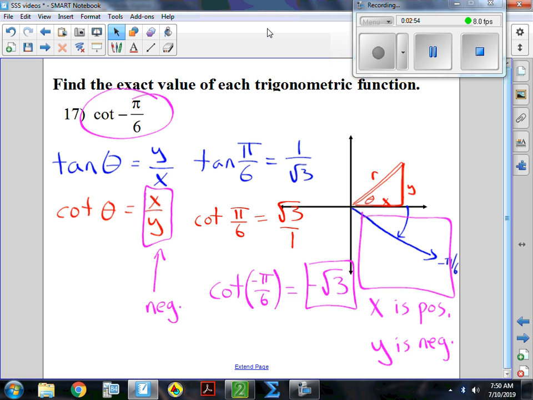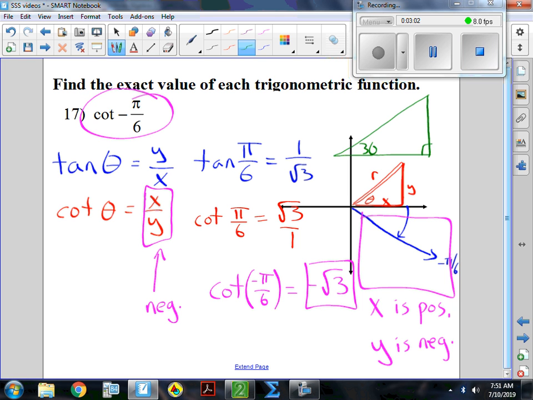Last thing I want to show you, just again, if you need to see it, the 30, 60, 90 triangle. We need to know that the 1 is across from a 30-degree angle, the square root of 3 is across from the 60-degree angle, the 2 is across from the right angle. So tangent of 30 degrees is opposite over adjacent, 1 over root 3. Pi over 6 is the 30 degrees because you're taking 180 degrees, which is pi, and dividing by 6, which gives you the 30 degrees.